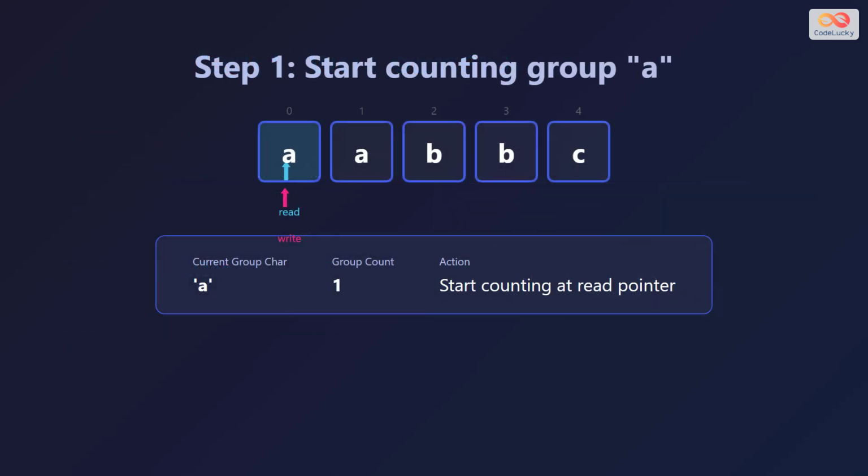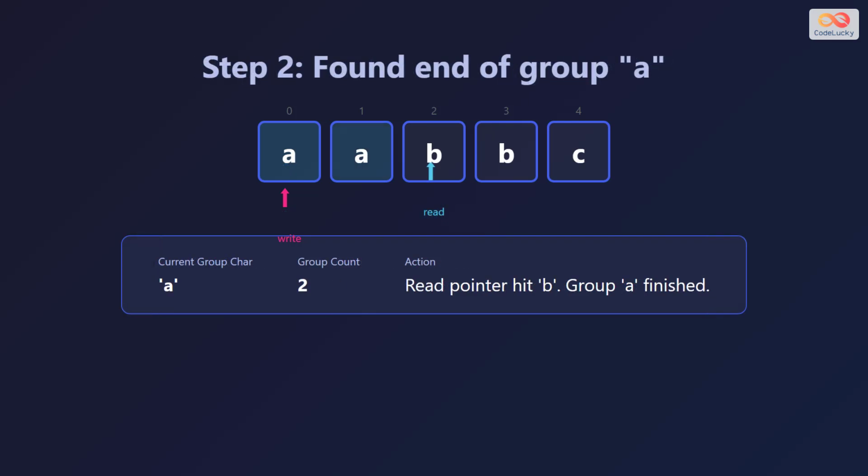Let's visualize this. We start with both pointers at the beginning. Our goal is to count the first group of characters. Here, our red pointer sees an A. We initialize a counter for this group. We move the read pointer forward as long as the characters are identical. Here, the read pointer finds another A, so the count becomes 2. When it hits B, which is different, we know the group of A's has ended. We have 2 A's.